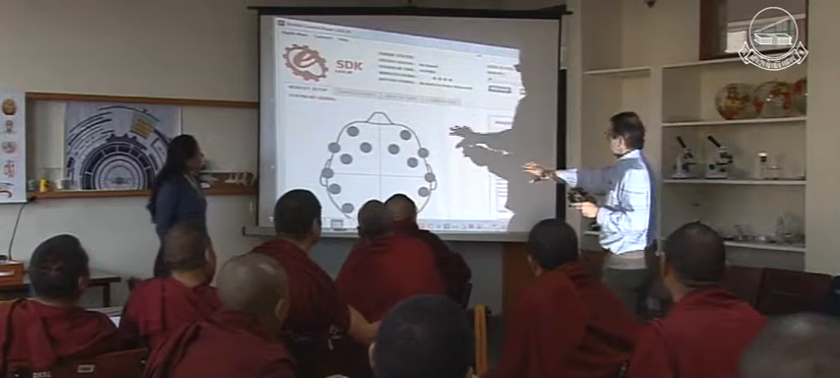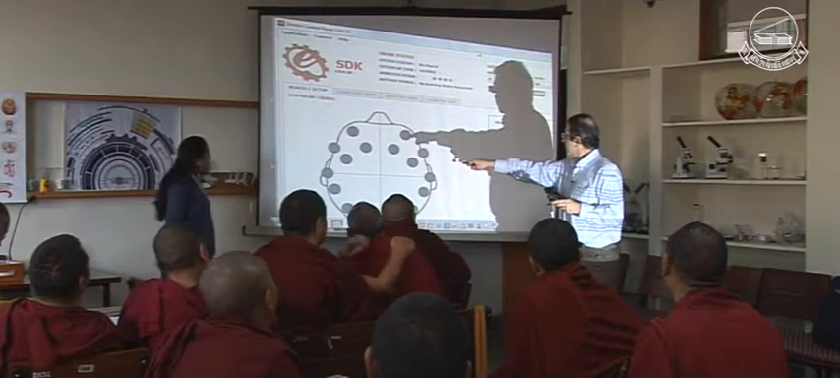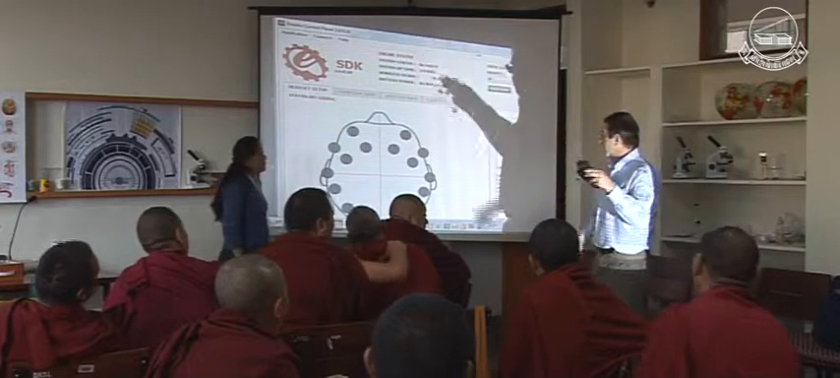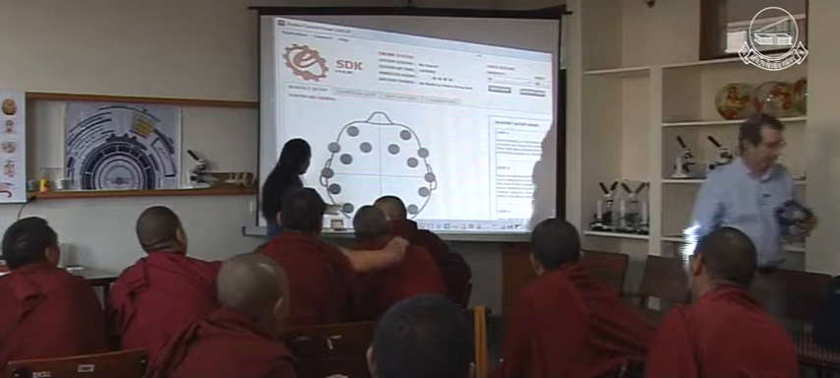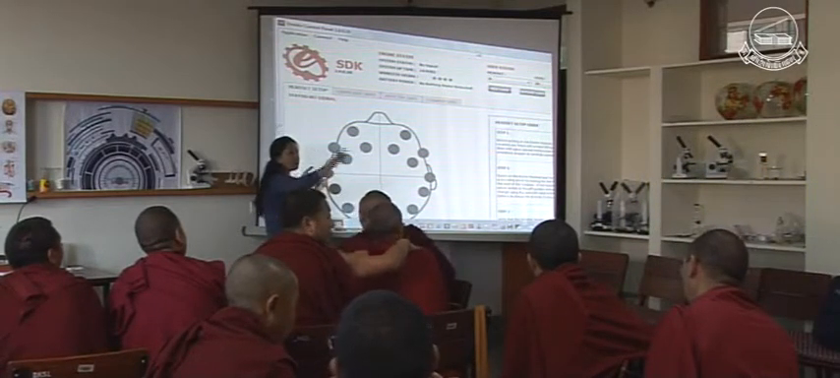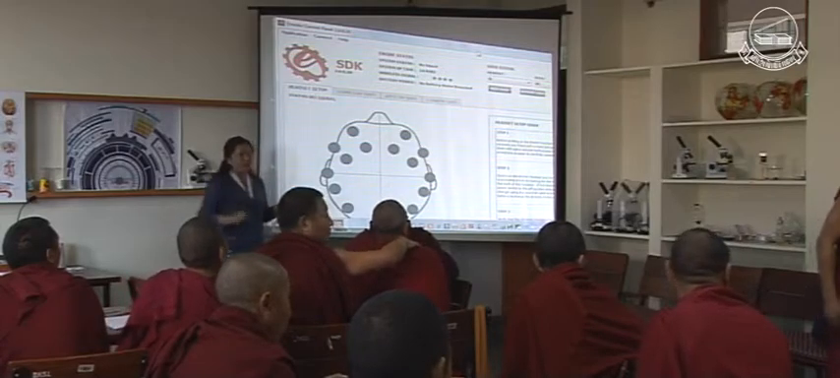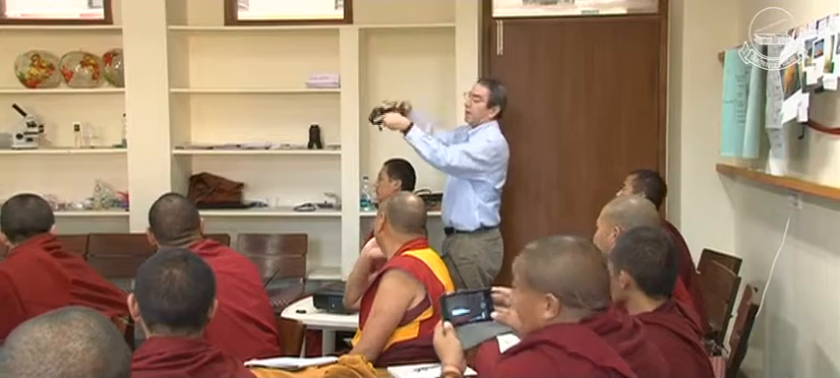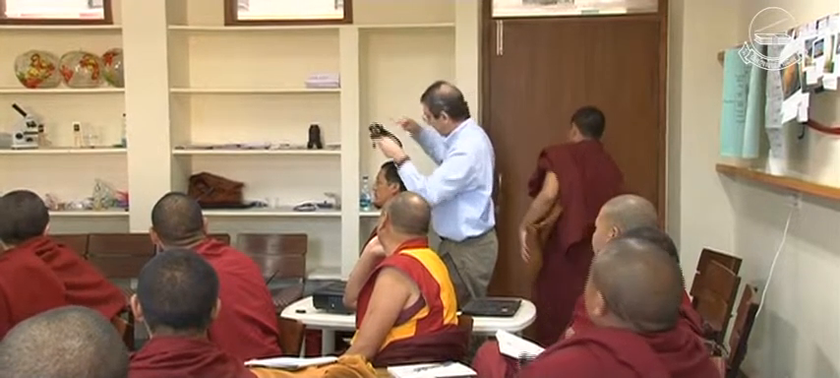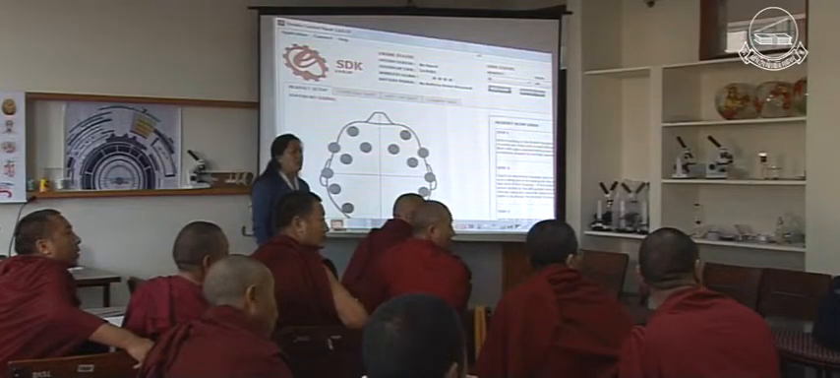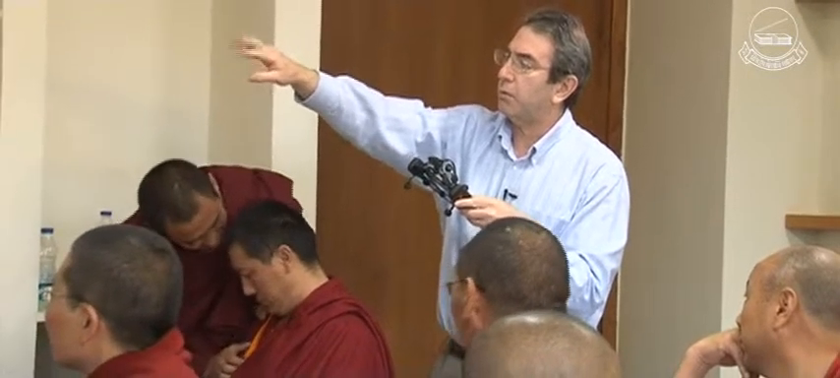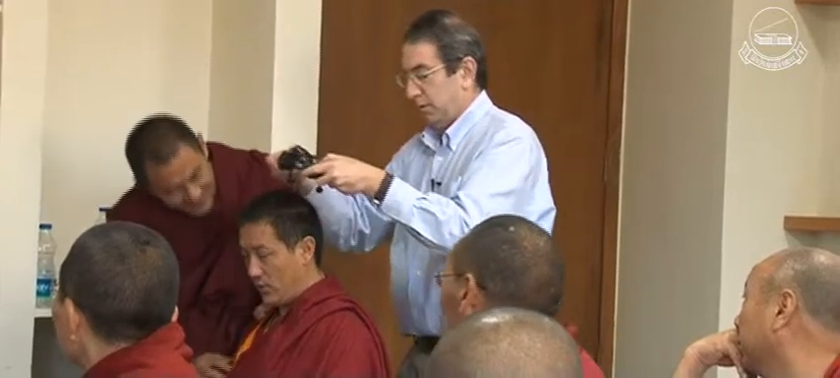So what we have here are each of these black spots here represents one spot of the electrode. The power switch is just on the back here, and when the electrodes are making good contact, the color of the black will change color.